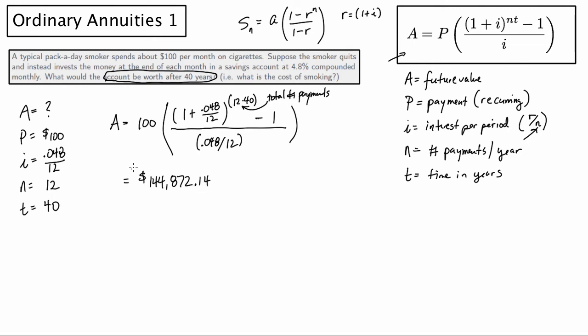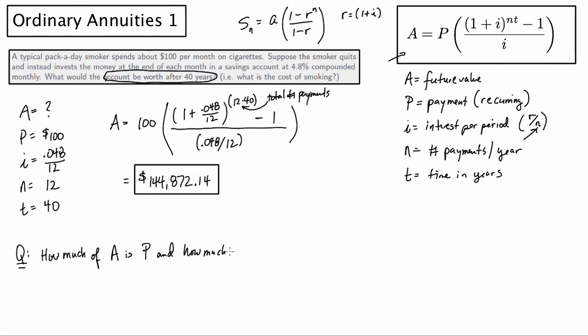So that's the answer to the question, but I actually want to dig a little bit deeper. So I have sort of a follow-up question here, and the follow-up question is, how much of the future value is principal and how much is interest? So the principal part refers to the amount of investment that I've made. So the principal is your money or my money. So how much of my money did we put in?